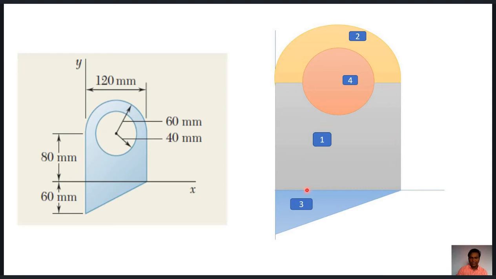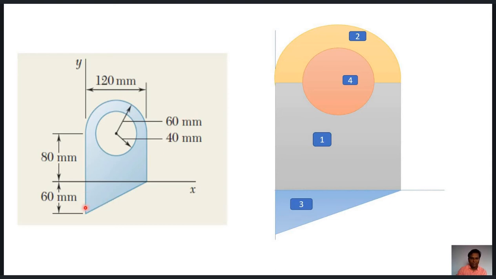This is the first rectangle. Its height is 80 and this dimension is 120, so the first rectangle is of size 80 by 120. The second one we can consider is a semicircle, which I have shown in a different color. This semicircle has a radius of 60 millimeter, which is given to us.